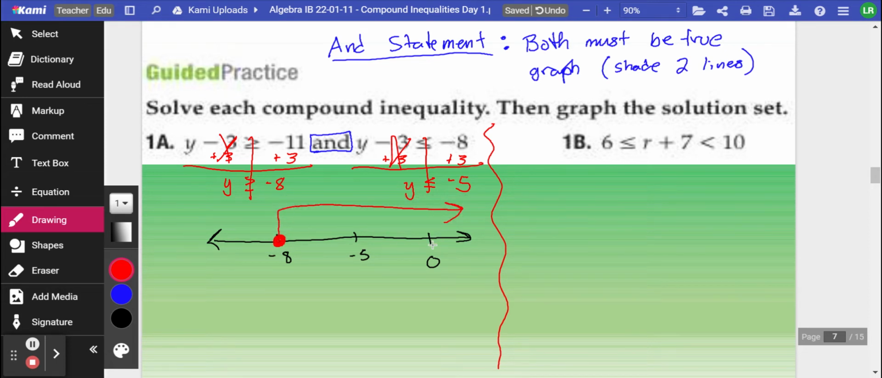Now, notice I didn't just shade right there. I didn't shade right there because I have more than one to deal with at the same time. So, I'm going to deal with the second one. That is a closed dot because it's got the or equal to line. And this one is the left arrow. So this one's going left. Now, remember, this is an and statement. So both of them have to be true. So remember we said the graph, we're going to shade where there's two lines. So right here in the middle is where there's two lines. And that would be the correct graph.